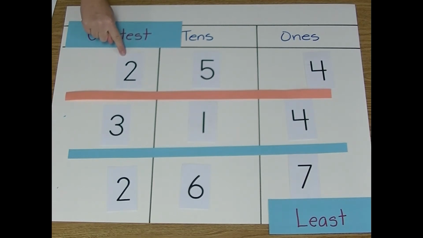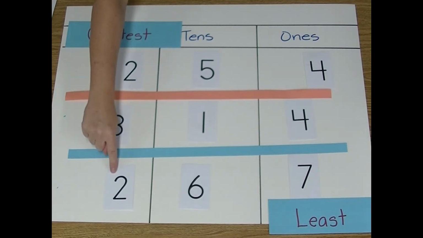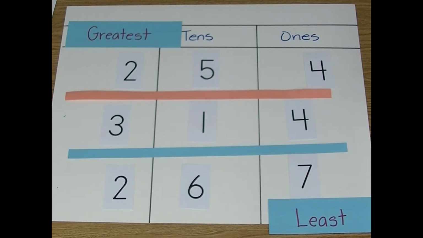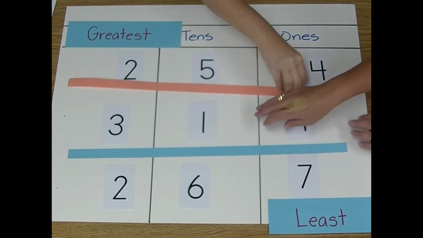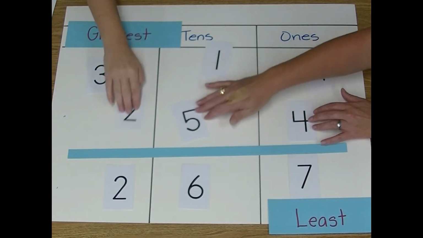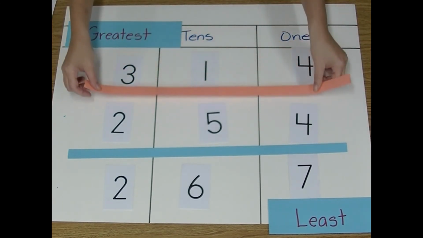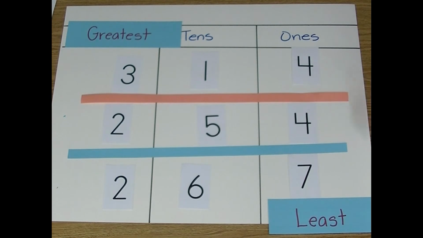In our first number, how many hundreds do we have? 2. And in our second number, how many hundreds? 3. And in our third number, how many hundreds? 2. Awesome. Now, I'm going greatest, so which number do you think has the greatest amount or the greatest value in the hundreds place? Greatest means biggest. So I would say the 3. Very good. So 314 is going to be our greatest number. So let's go ahead and move that to the top. Awesome job. Now we see that 314 is at the top.